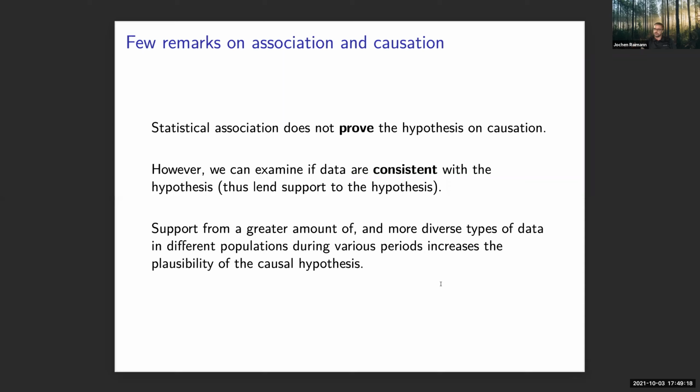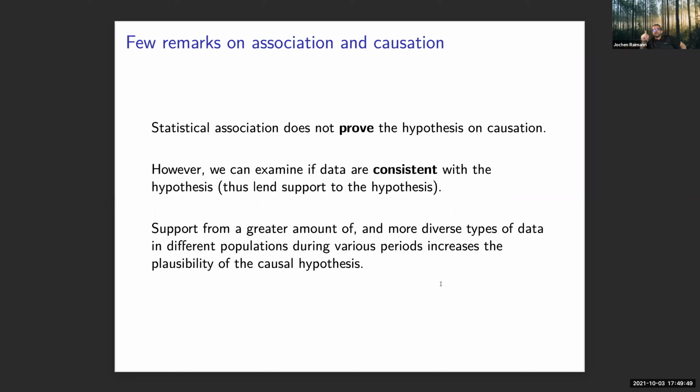Support from a greater amount and more diverse types of data in different populations increases the possibility of the causal hypothesis. And this is the point where I will encourage you to go back to Hill's criteria and study these 11 criteria. There's also a very good publication out there. I'm going to add this to the video. It's a really good review actually.